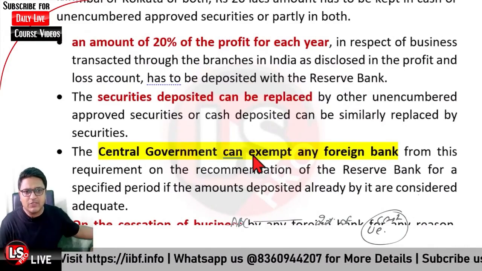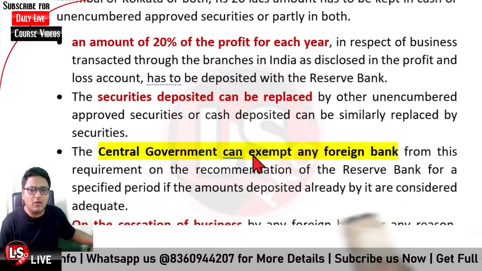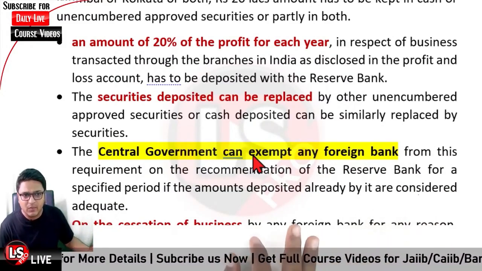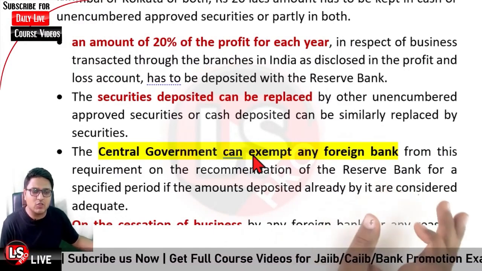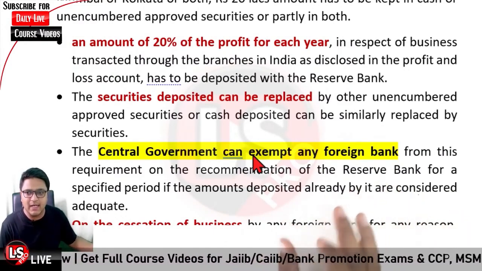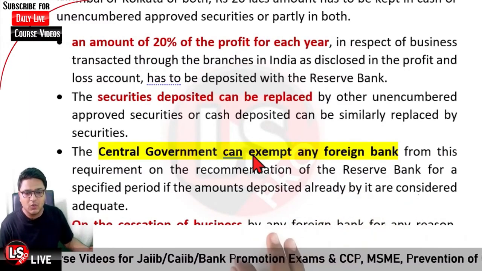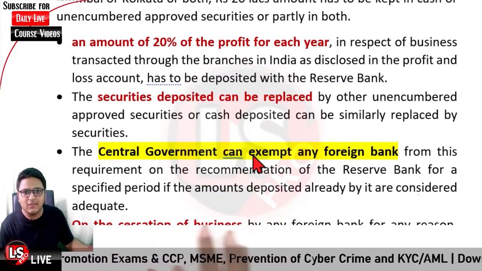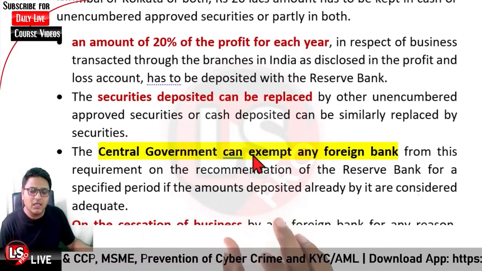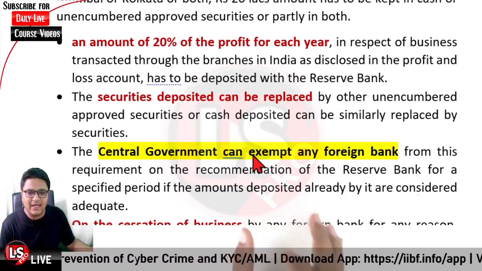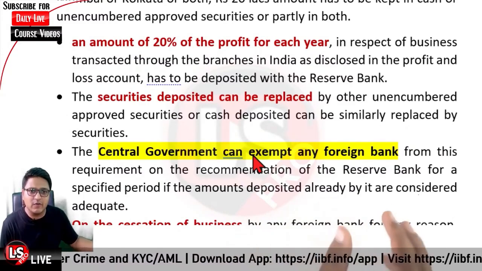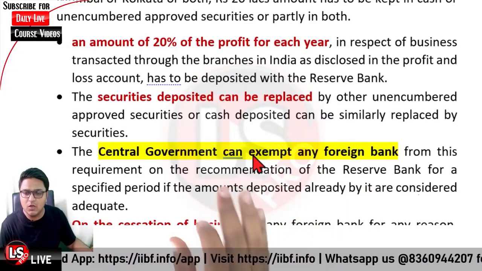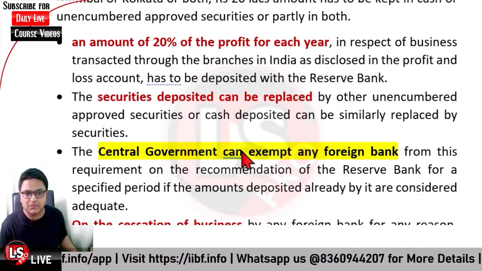Then it is in the power of the central government to exempt the foreign bank from these requirements, but for this a recommendation of the Reserve Bank of India is required, and it should be for a specified time period only. So if the central government finds that the amount deposited by the foreign bank with the Reserve Bank of India is already adequate, then on the recommendation of the Reserve Bank of India, the central government may exempt that foreign bank from depositing that amount for a specified period.